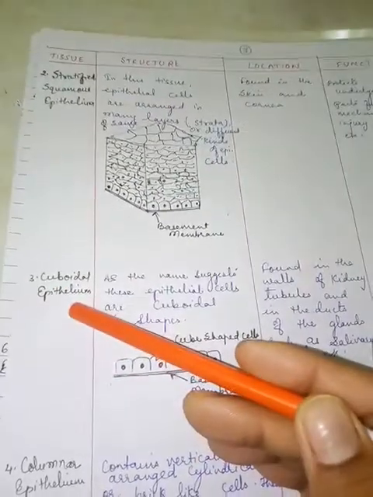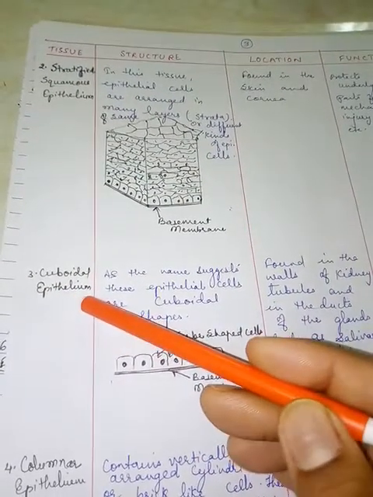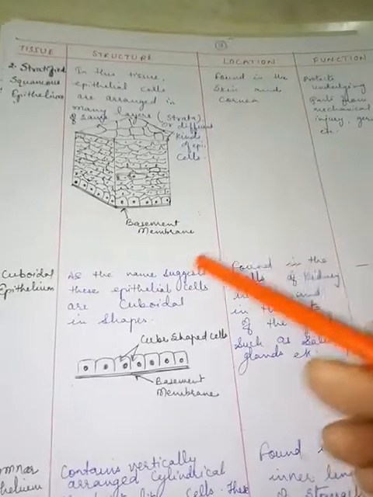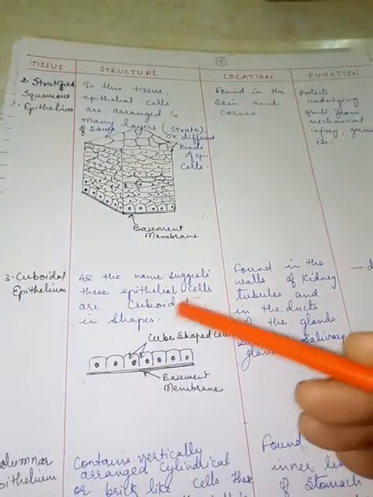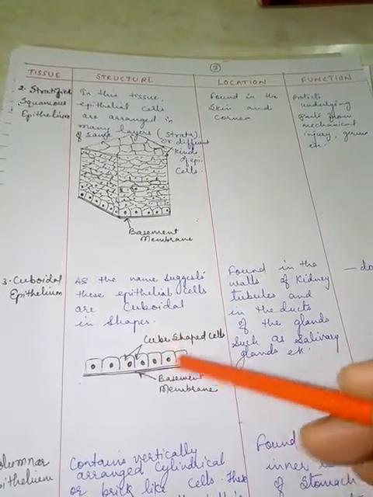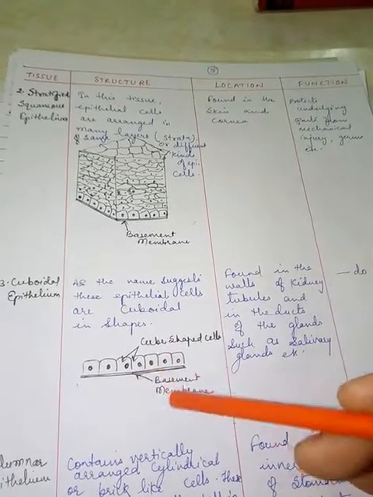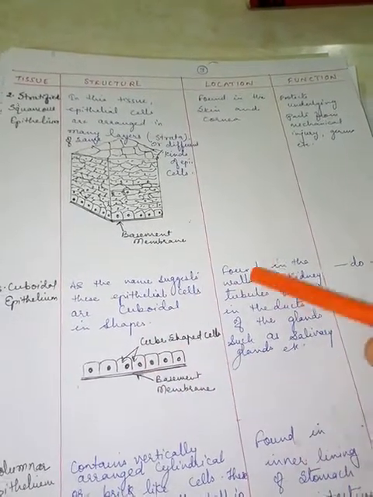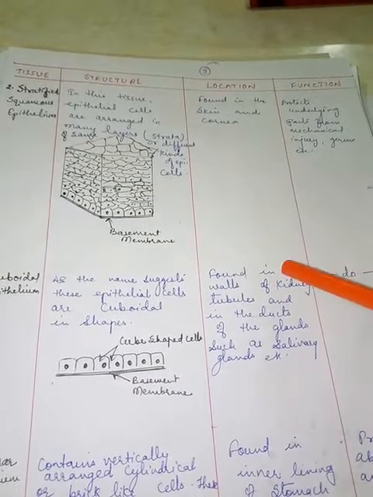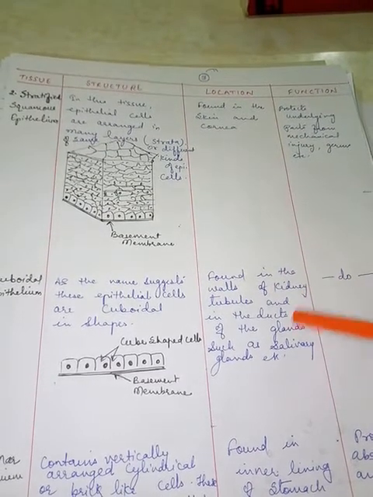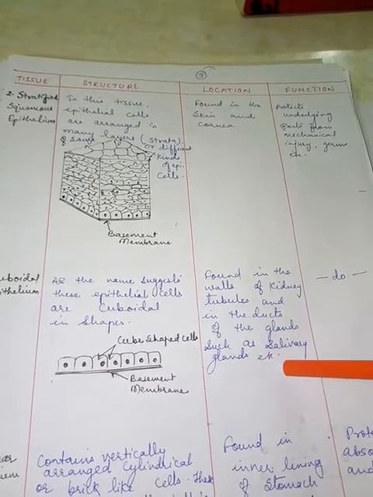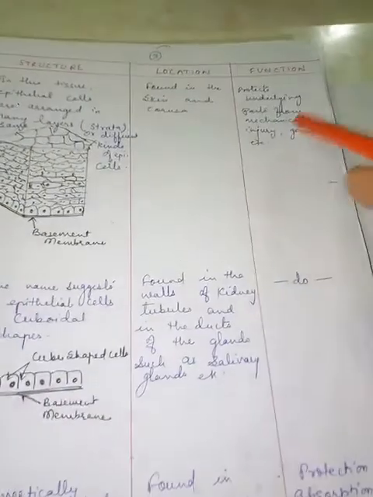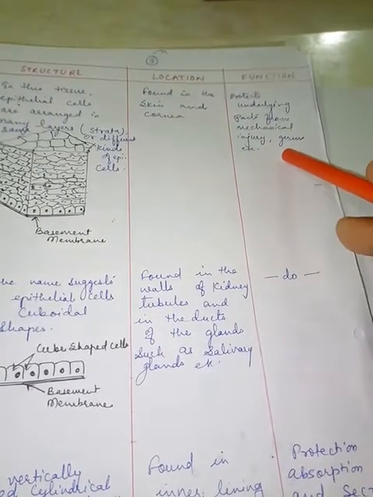Now children, come to the third part, that is cuboidal epithelium. As the name itself suggests, the cells of this epithelial tissue are cuboidal in shape, almost cube-shaped, we can say. Along with this, you can see the basement membrane in the structure. Children, they are found in the walls of kidney tubules and in the ducts of glands such as salivary glands, etc. And the functions are the same as that of stratified squamous epithelial tissue.